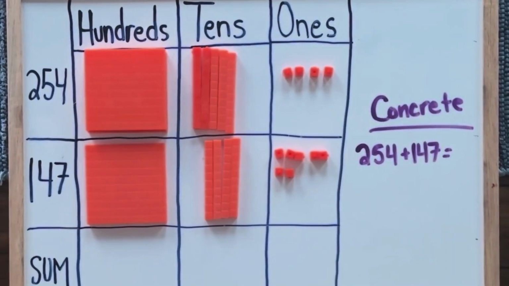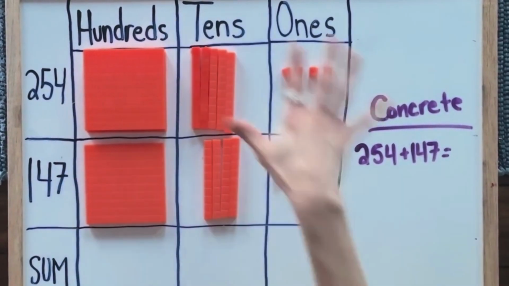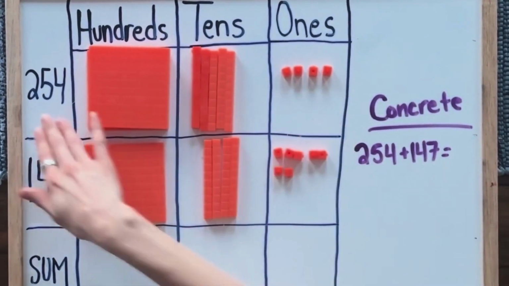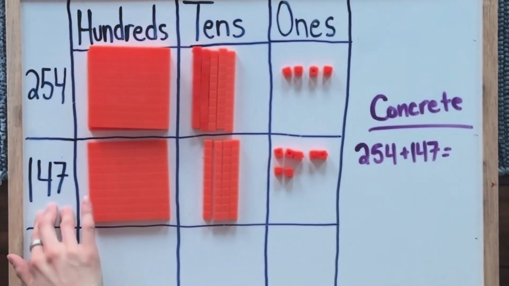So now we're going to solve 254 plus 147 using the concrete method. And I have my base 10 blocks laid out. I have 2 flats, 5 rods, and 4 units to represent 254. I have 1 flat, 4 rods, and 7 units to represent 147.